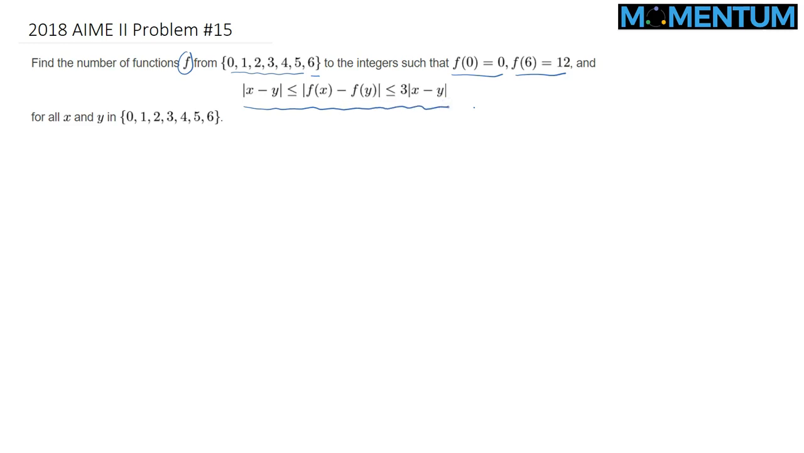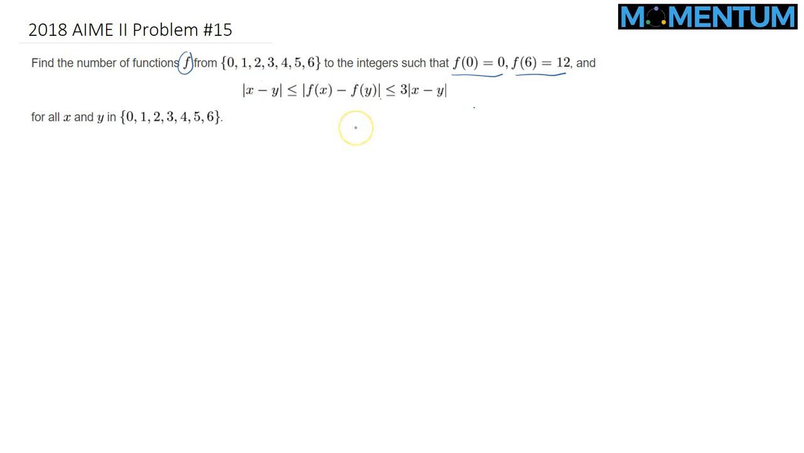What's the meaning of this condition? Well, the meaning is that the values of f will be such that the distance, if you will, between f of x and f of y would be squeezed between the distance between x and y and 3 times the distance between x and y. So the absolute value can be interpreted as distance in that sense. Okay, so does that make sense?